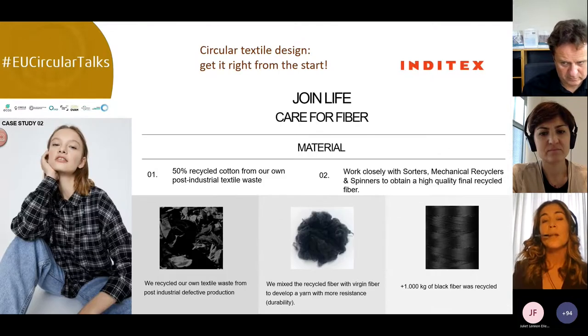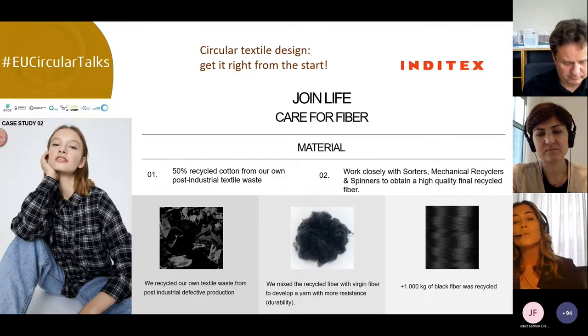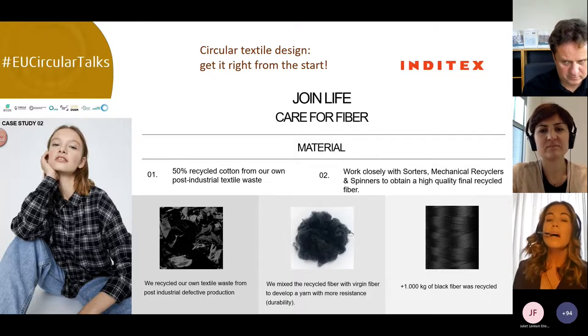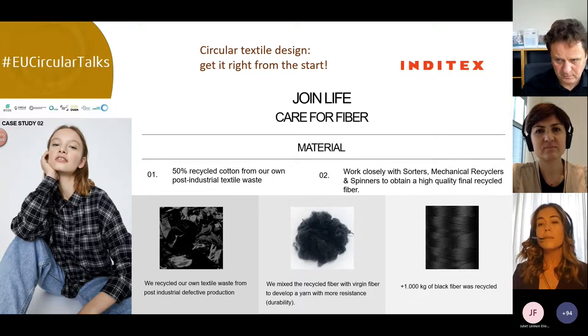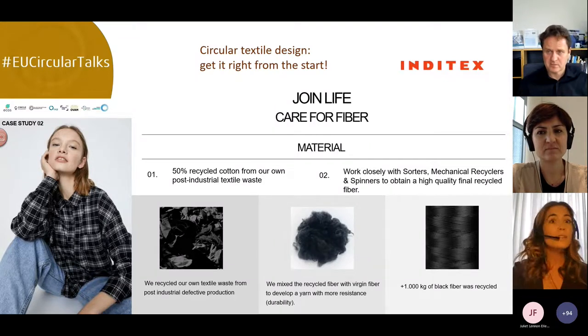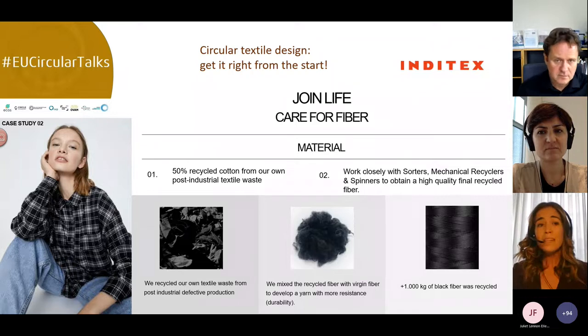But we are bringing another one, another real case. And this is one of the biggest efforts we are making on recycled content. Here we see an example of a shirt that has been made with 50% recycled cotton, but made from our own textile waste, from our own production processes, waste that cannot be reused, that is not byproducts of the production.